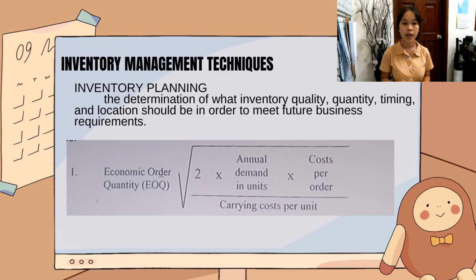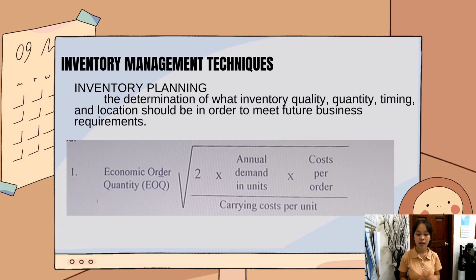Next is inventory management techniques. So first is inventory planning. Inventory planning is involved in determining what inventory quality, quantity, timing, and location should be in order to meet future business requirements.